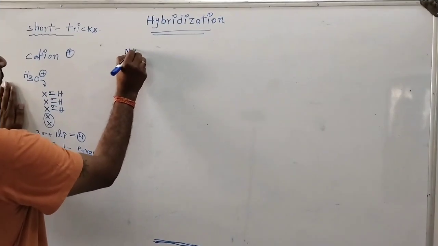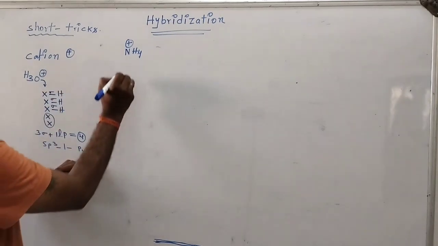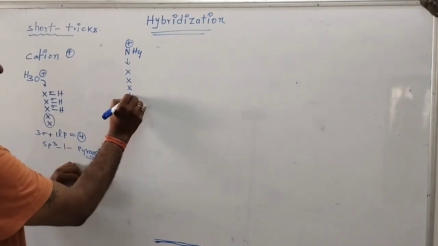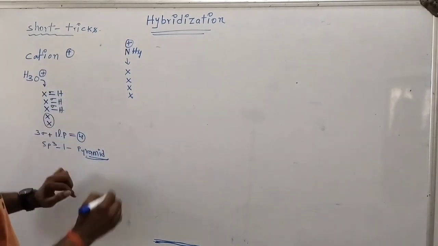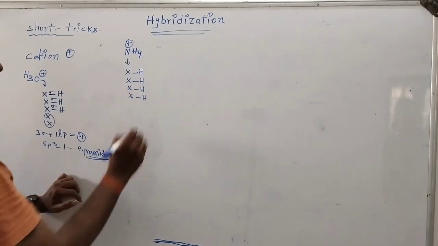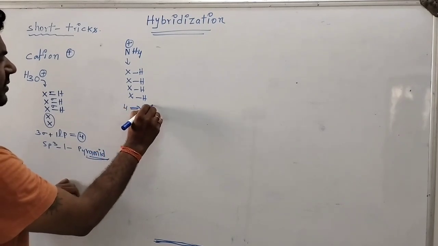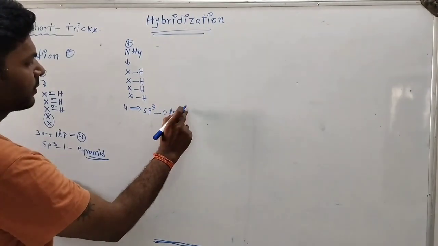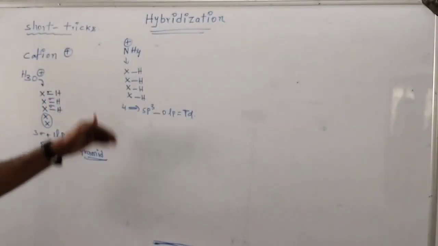Next, ammonium cation NH4 plus, nitrogen 5th group element. The positive charge indicates loss of 1 electron. All the remaining hydrogens are connected with nitrogen. Total sigma bonds are 4. So the respective geometry is sp3 with 0 lone pair of electrons, tetrahedron geometry. So like that we need to do for positive species.